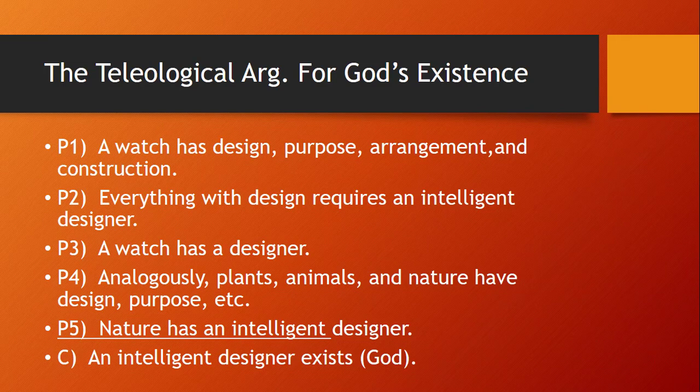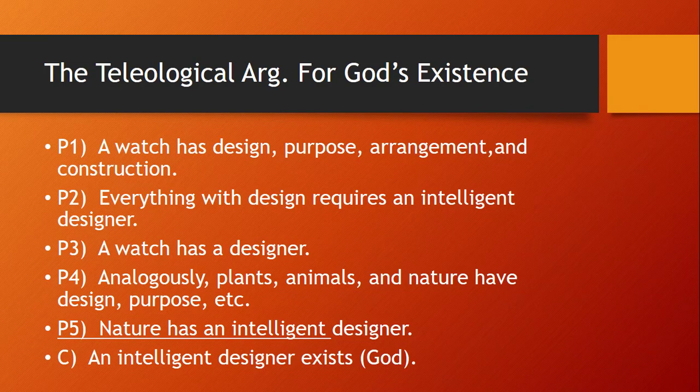So the first premise is this: a watch has design, purpose, arrangement, and construction. Now, it could have been the case, for example, that I could have had P1, a watch has design, P2, a watch has purpose, P3, a watch has arrangement. That would be okay to do it that way, but like I said, there are a variety of different ways to put an argument properly into standard form. So what I've done is I've bunched these together here in the first premise. The second premise is this: everything with design requires an intelligent designer.